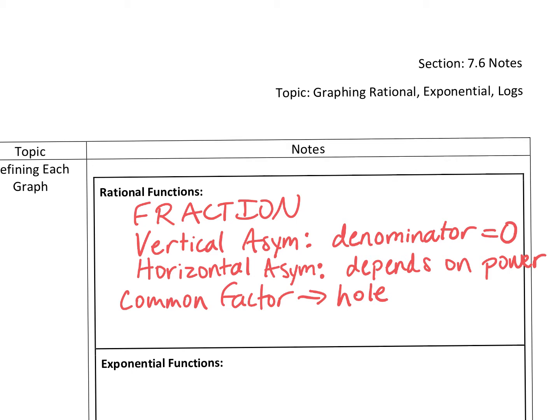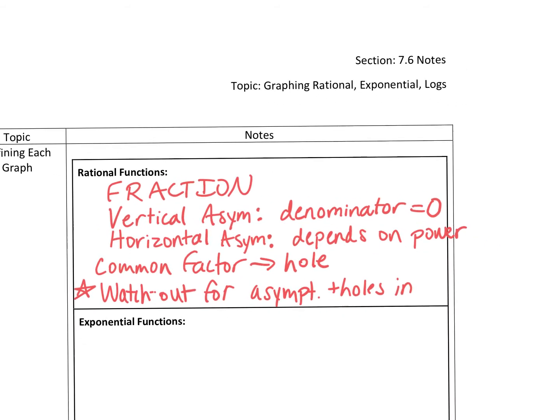And then for the domain and range, we also loved this. Just kidding, it was kind of a pain. But for domain and range, we had to watch out for all of those asymptotes and holes, right? Because the asymptotes we said were like walls, and the holes were just big holes in the wall, okay? So we had to make sure we went around them. So that's one more thing I do want you to write. Watch out for asymptotes and holes in domain and range.